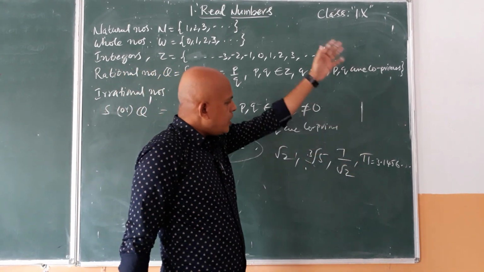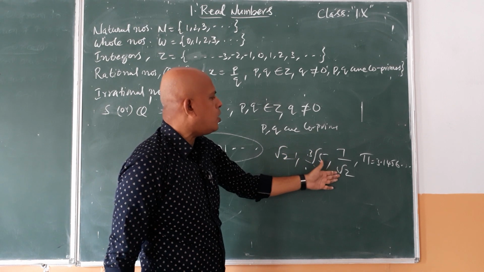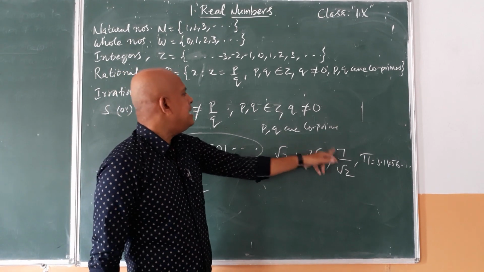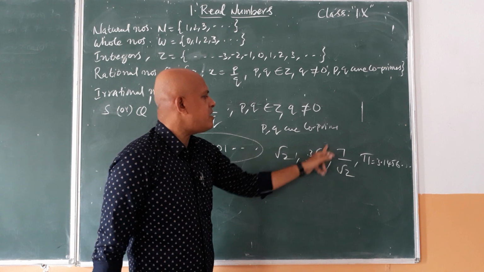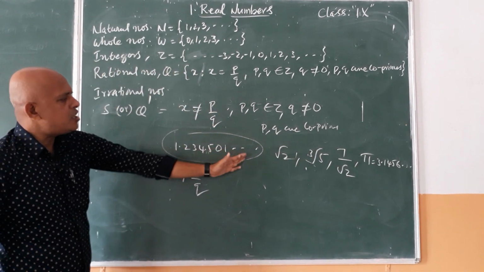You might say that 7 by root 2 is in the form of p by q. Okay, 7 by root 2 is in the form of p by q, but 7 is an integer, but root 2 is not an integer. That's why 7 by root 2 is not a rational number. That's why these are examples of irrational numbers.